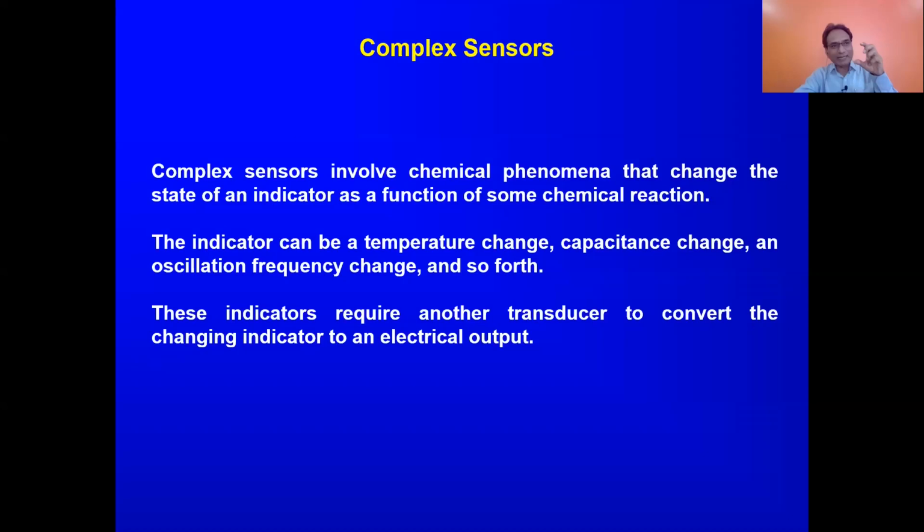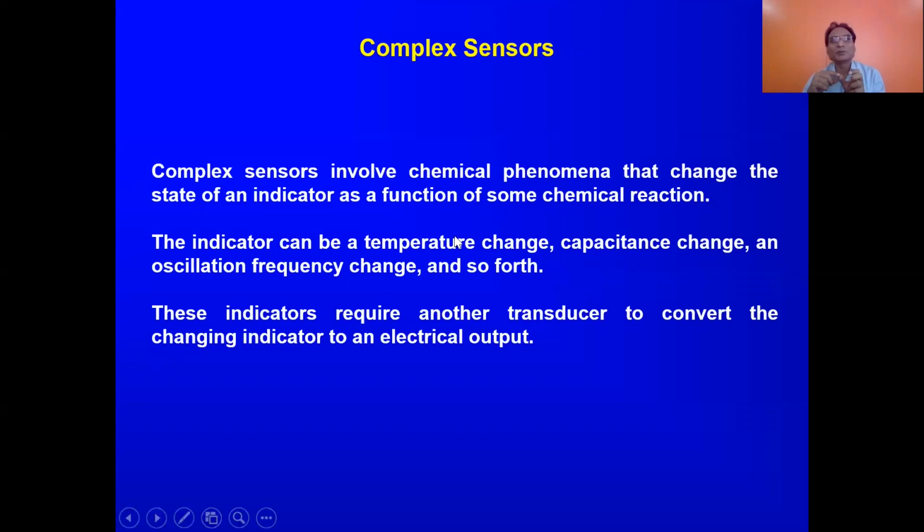right? When there is modulation in the RI, there will be deviation in total internal reflection, right? So the power and intensity of the light going to the output are both going to be modulated. That can be detected by the detector. The detector will be converting those changes into electrical form, right?